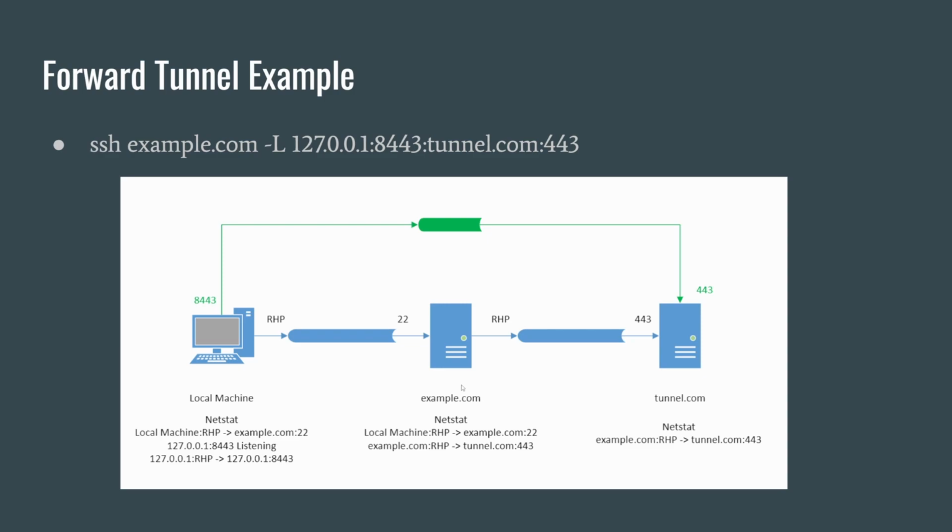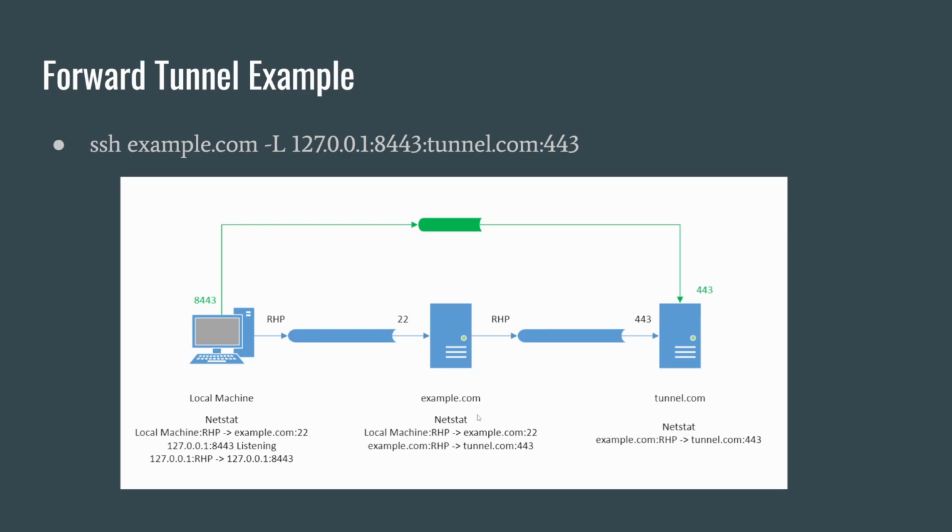So if you look at the netstats below, on your local machine you're going to see your random high port to example.com from your SSH connection. You're going to see the local listening port that you specified, 8443, listening. And then when you actually make a connection onto that 8443, you're going to see your local interface random high port to your local interface 8443.